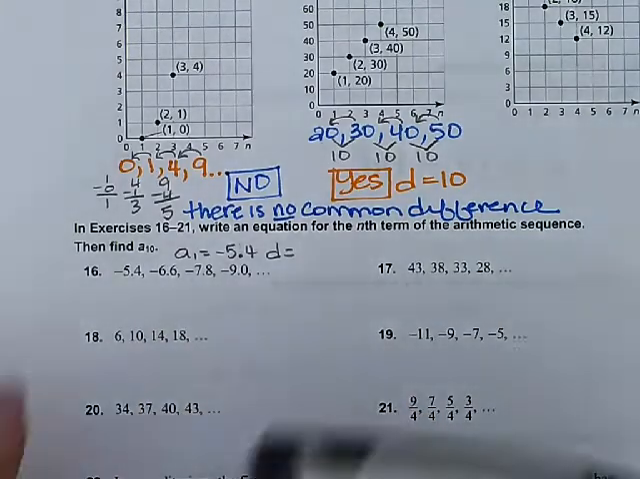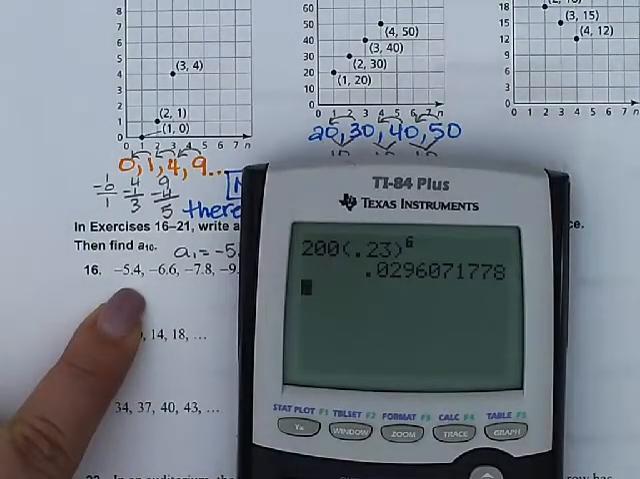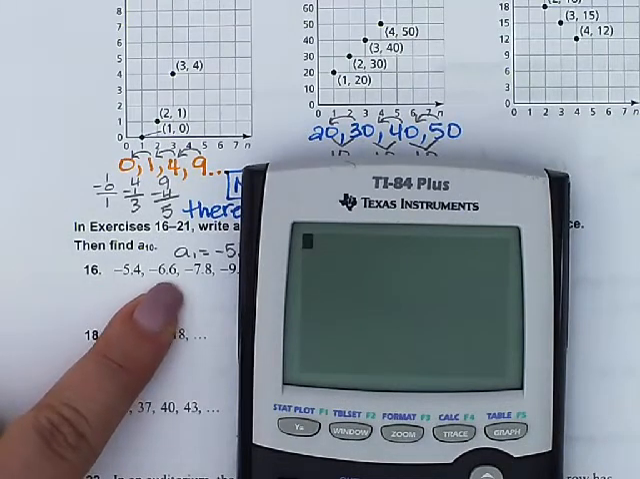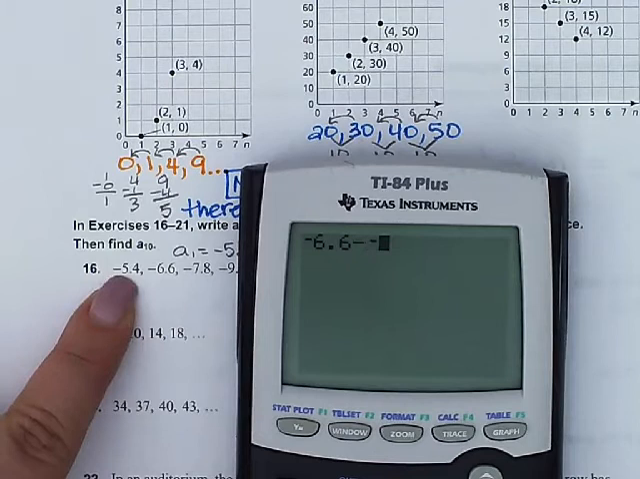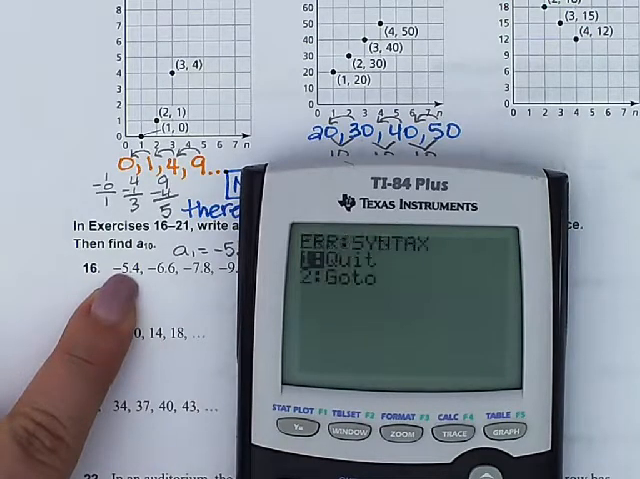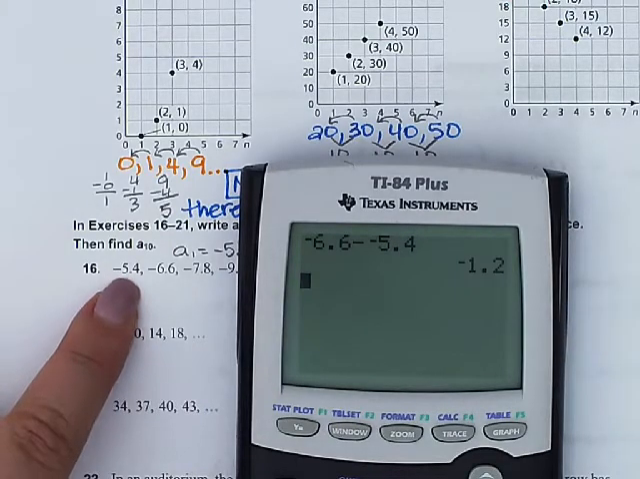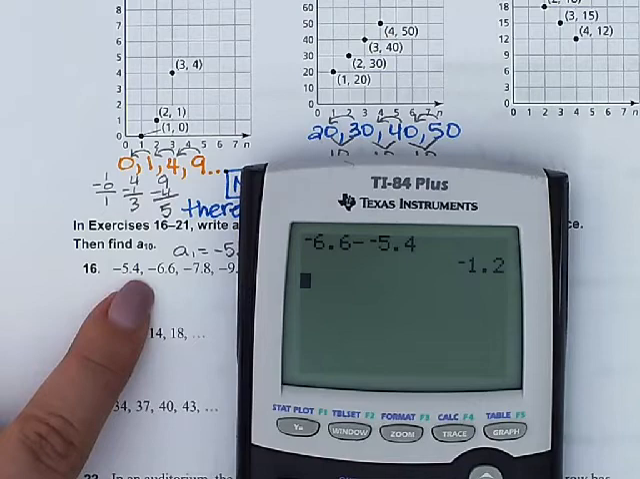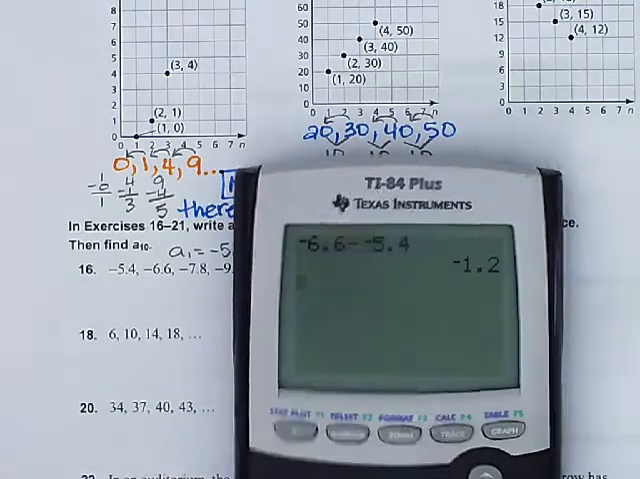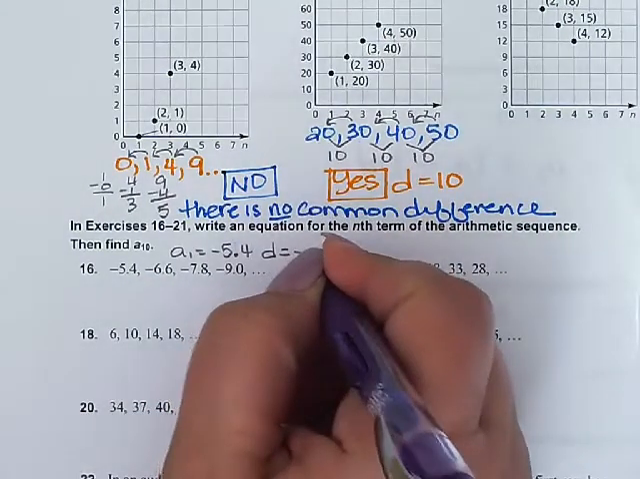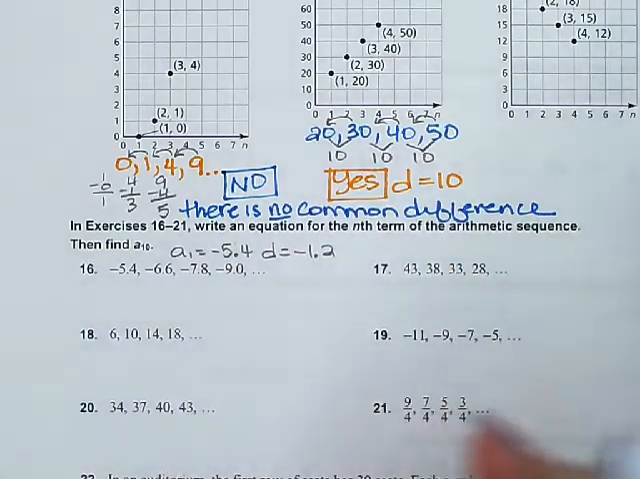So if I do, and here you're welcome to grab this and do that, negative 6.6 minus a negative 5.4, oh, what did I do wrong? Oh, that should be a decimal. Okay, that looks like our difference is a negative 1.2. And you could test that for any of the other ones, but that's our common difference, negative 1.2.